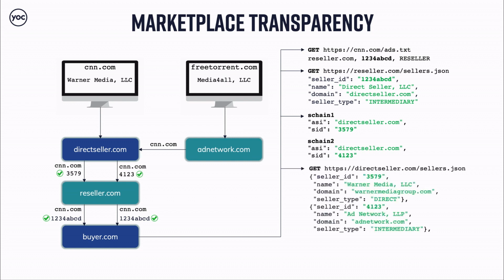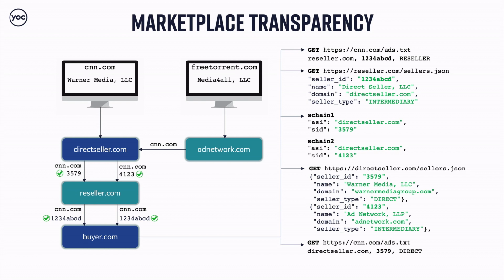Finally, we got to the point of revealing more entities. 3579 stands for Warner Media, and 4123 is assigned to Ad Network LLP. That was the first sign that for these two different bid requests, the supply path was also different. And the final thing to check is the ads.txt file of CNN.com once again, and look for these new IDs that were revealed, 3579 and 4123.